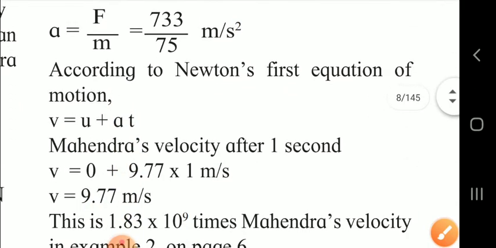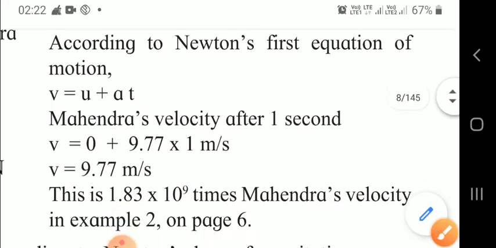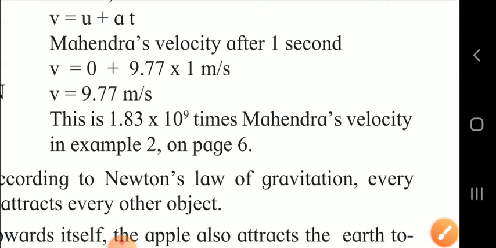According to Newton's first equation of motion, v is equal to u plus at. So Mahindra's velocity after 1 second will be v is equal to u, which is 0 because it is the initial velocity, plus 9.77 into 1 meter per second. So it will become 9.77 meter per second. Now, this is 1.83 into 10 raised to 9 times Mahindra's velocity in example 2. According to Newton's law of gravitation, we can see every object attracts every other object.